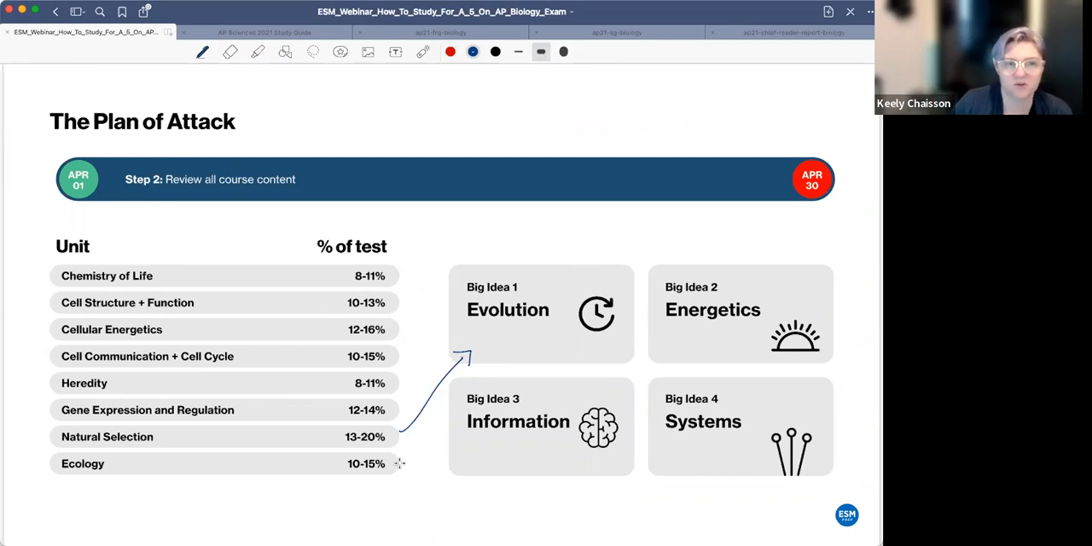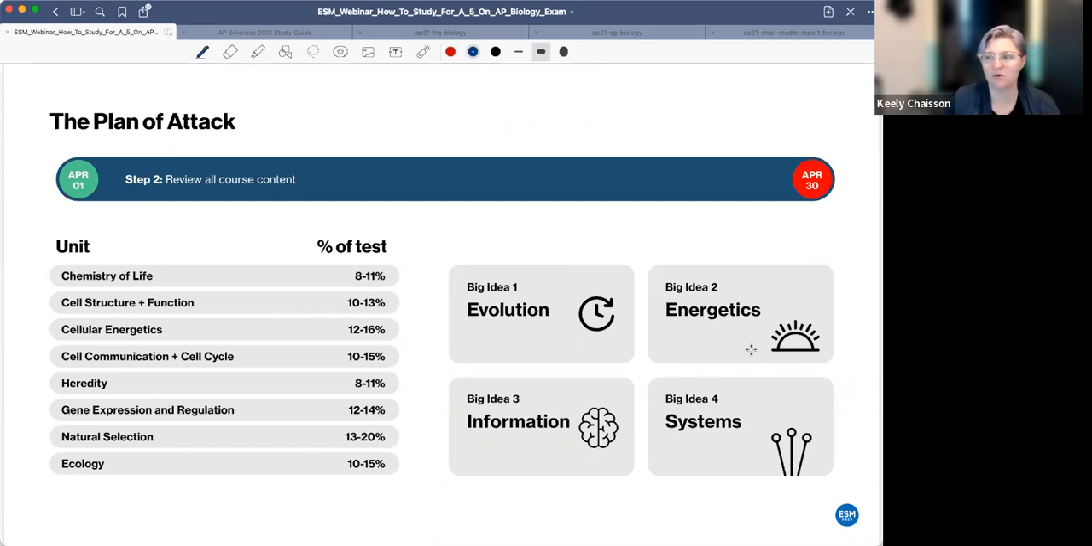However, there are other units that also address evolution to some extent. So heredity is going to discuss evolution a little bit. You talk about it in cell structure and function when you talk about where mitochondria and chloroplasts come from. So it's sprinkled through many of the units. But if you don't understand natural selection, you can't connect any of that to the idea of evolution. So you have to be very, very clear on evolution.